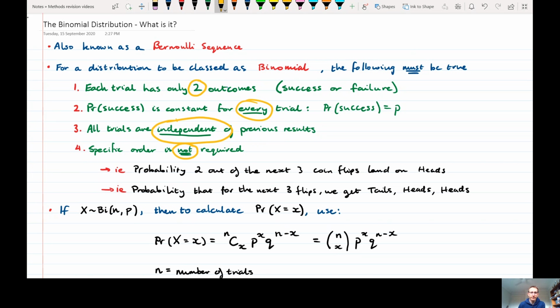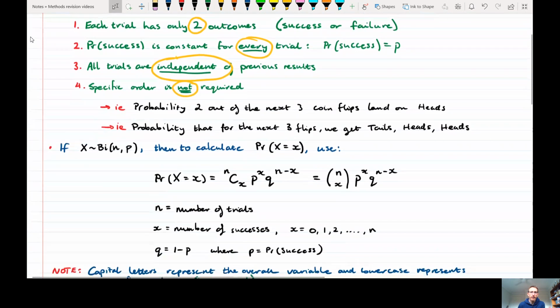So here's a couple ideas. The probability that 2 out of the next 3 coin flips land on heads. Well, it's 2 out of the next 3. That's not order. That means I could get heads, heads, tails, or heads, tails, heads, or tails, heads, heads. There's no specific order. So yes, that is binomial. The next one, probability that for the next 3 flips, we get tails, then heads, then heads. That is a specific order. And because it's a specific order, no, that is not binomial.